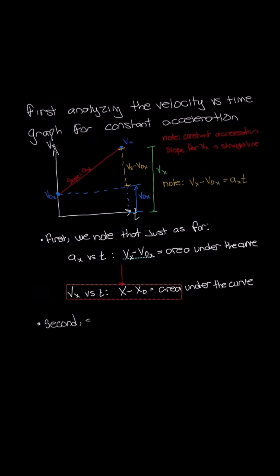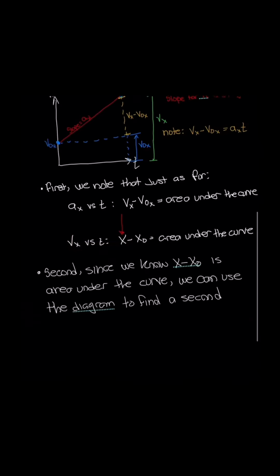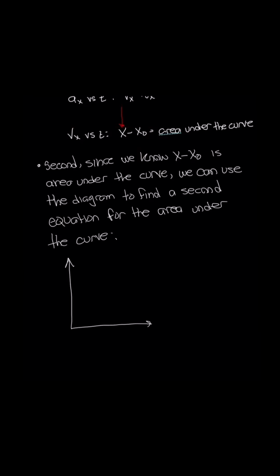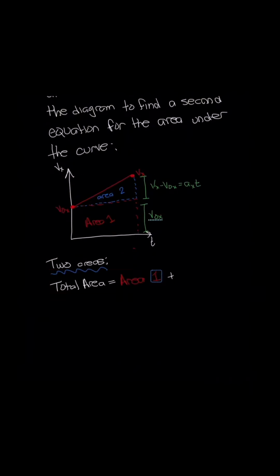Since we know that x minus xo is the area under the curve, we can use the diagram that we just drew to find a second equation for the area under the curve. This will help us find an equation without a time dependence. If we draw the same graph and label these two areas, area 1 and area 2, we can also label our side length values, which we saw above. To find the total area, we need to add area 1 plus area 2. Area 1 is a rectangular box with a width of t and a length of VOX, so the area is just VOX times t.